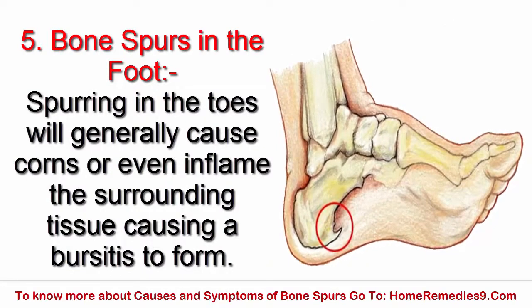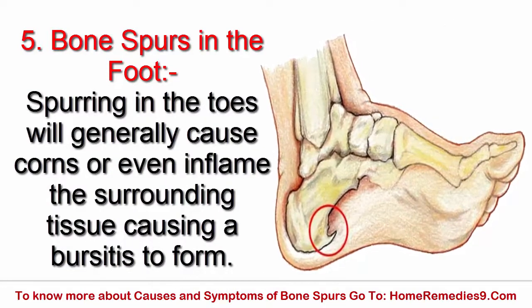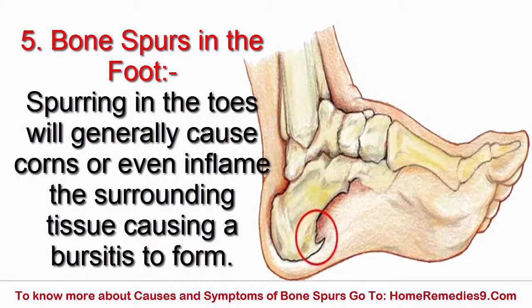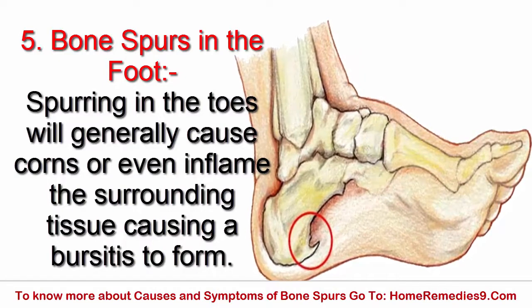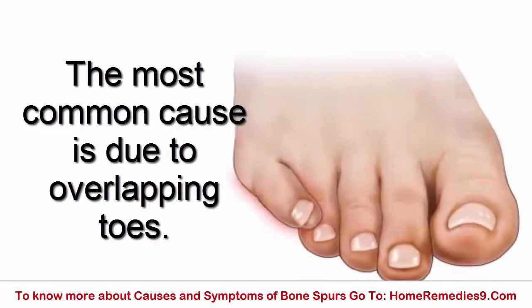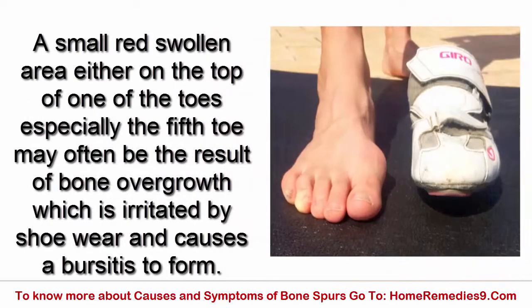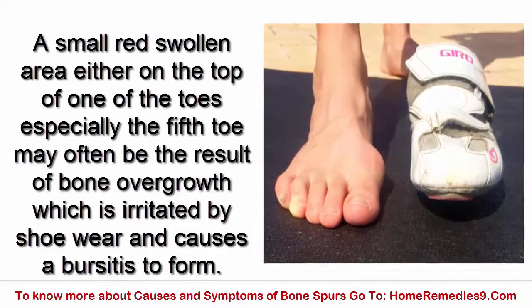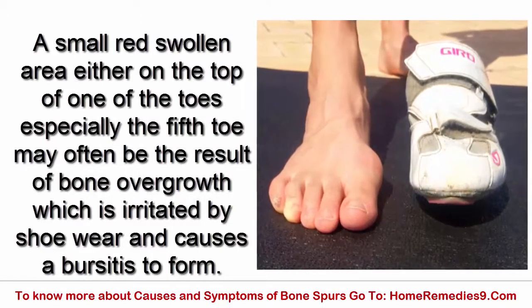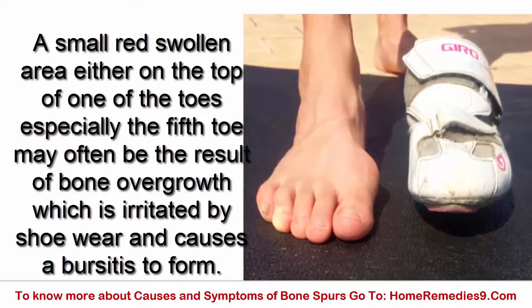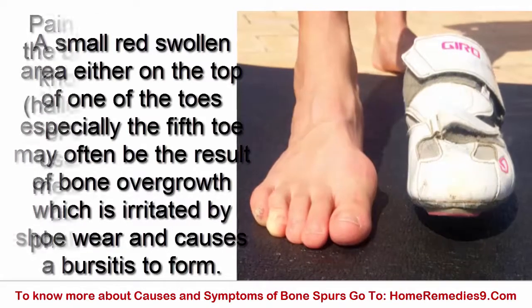5. Bone spurs in the foot. Spurs in the toes will generally cause corns, or even inflame the surrounding tissue, causing a bursitis to form. The most common cause is overlapping toes. A small red swollen area on the top of one of the toes, especially the fifth toe, may often be the result of bone overgrowth which is irritated by shoe wear, and causes a bursitis to form.